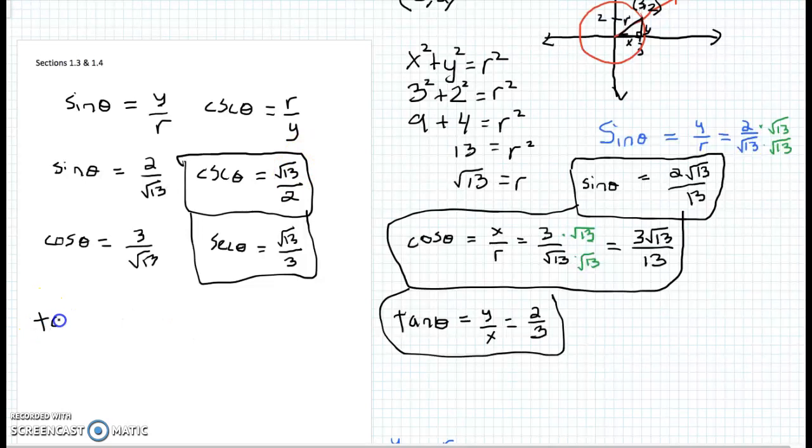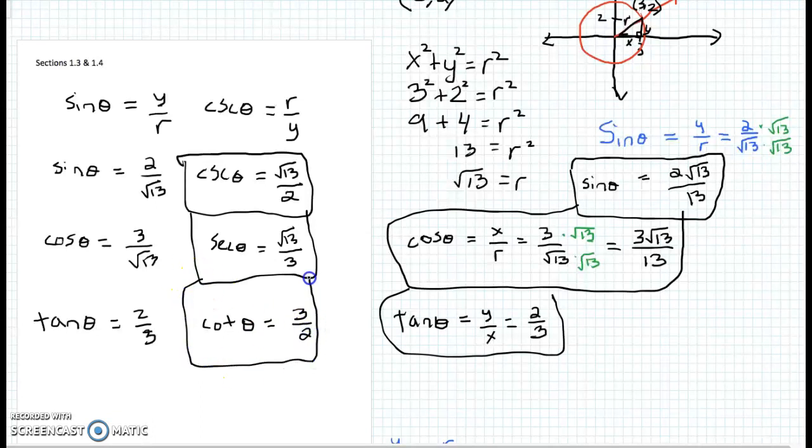And finally, we already claimed the value of tan of theta. It's 2/3. So if I take 2/3 and identify the reciprocal function as cotangent, then I just flip it over. I have that cotangent of theta is 3/2. Now I have all 6 of my trig functions stated.